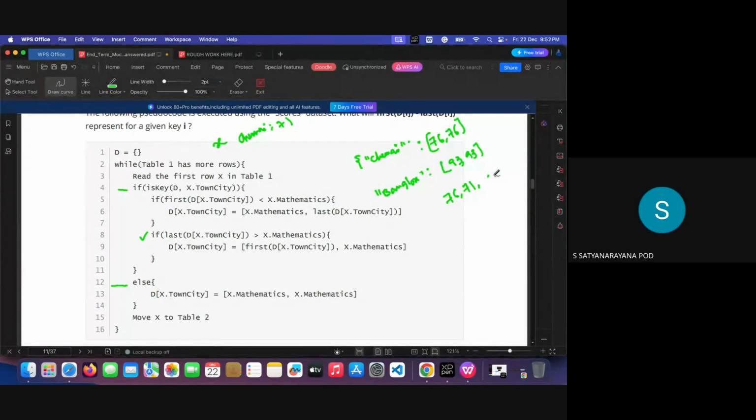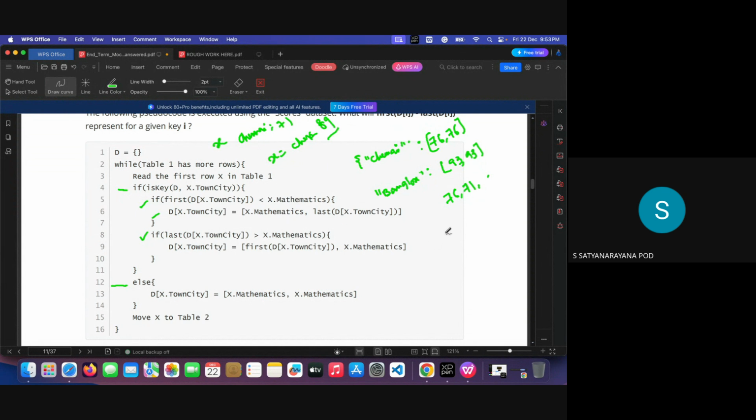Whenever a new student came with a new city, then simply we are adding his marks twice. Simply we are adding a list with 2 marks. Whenever the same city student is found with something like lower marks, it is added here. For example, another student of Chennai, we got 89 marks, same Chennai. Then this condition is satisfied. Right now the first of 76 is less than the 89.